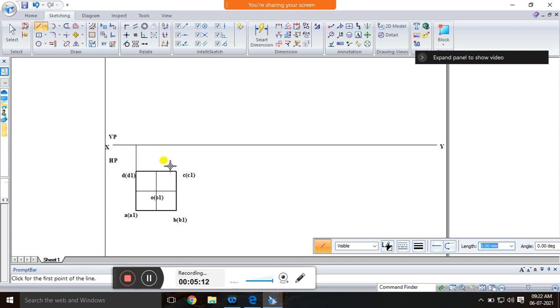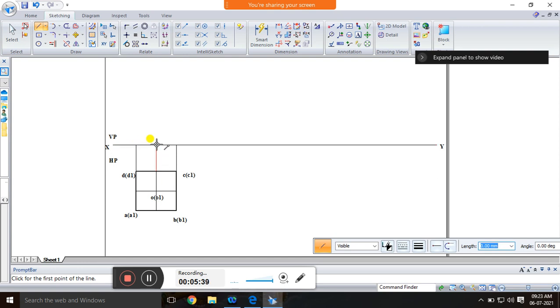Next, go for the front view. If the prism is seen from the front, it looks like a rectangle. The same prism if you see from the top is a square plane, so you will see only the square. That is the first position. First position is always the initial position or original, true shape.